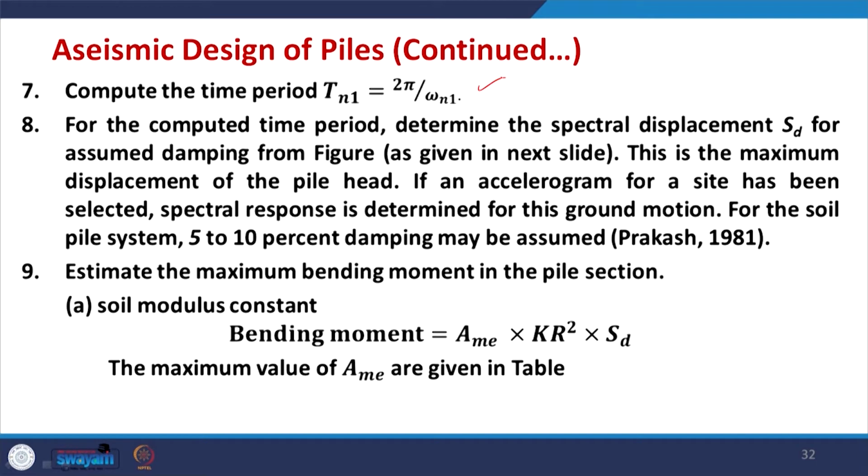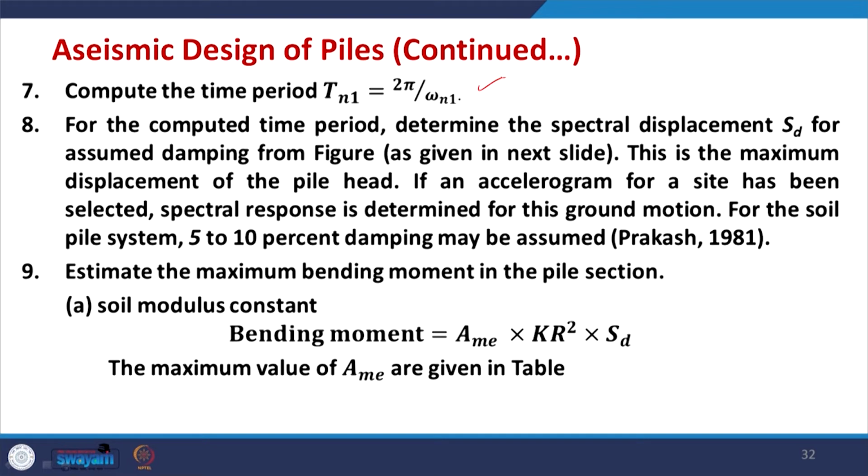For this computed time period, determine the spectral displacement Sd for assumed damping from the figure which is given in the next slide. So, for the computed time period, this is the maximum displacement of the pile head. If an accelerogram for a site is available, then the spectral response is determined for this ground motion. For the soil-pile system, 5 to 10% damping may be assumed as suggested by Prakash.